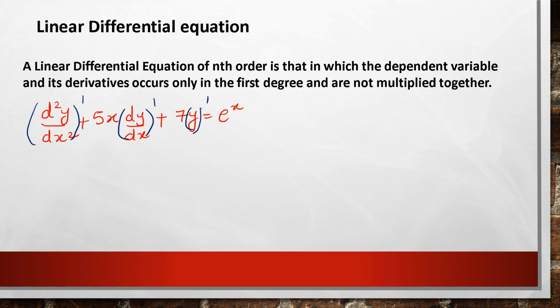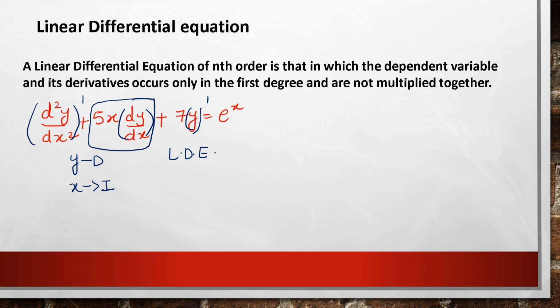We do not have any product of these things, because here y is the dependent variable and x is the independent variable. Though we have the product of x into dy over dx, for the independent variable this is allowed. But for the dependent variable this is not allowed. So this is our linear differential equation.